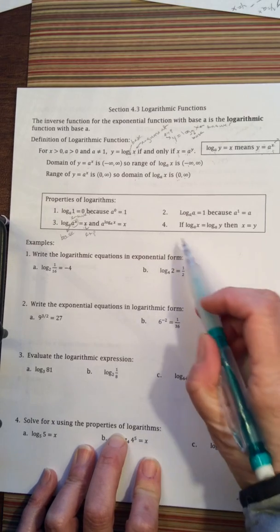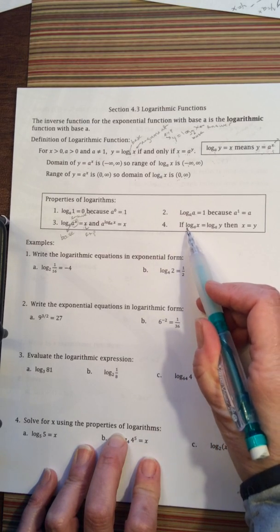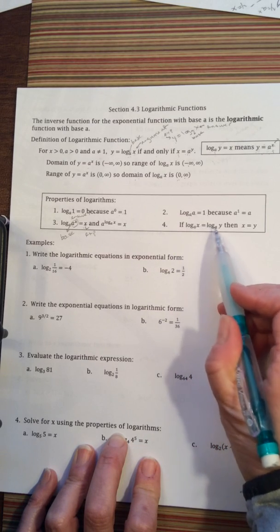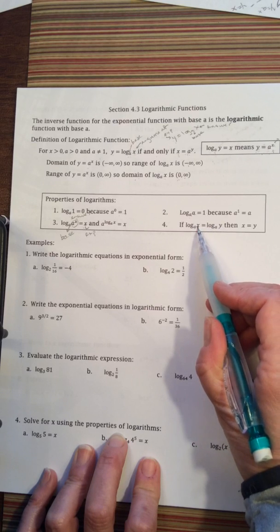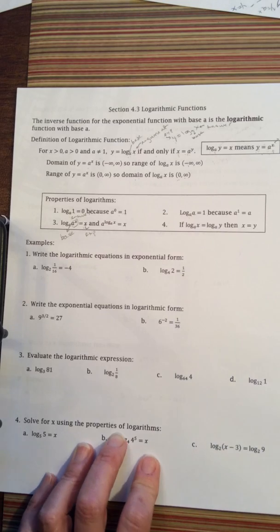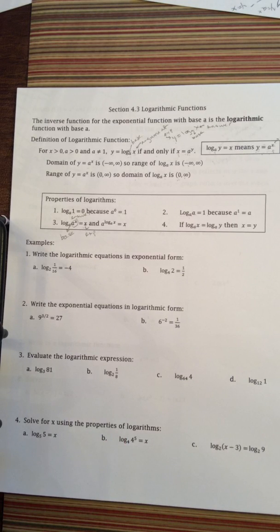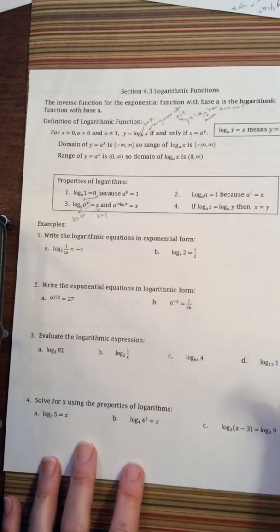And the last property of logarithms we want to know is if the log base a of x equals the log base a of y, so this argument is x and this argument is y, those arguments have to be equal to each other. So using those properties, we can simplify some log statements.